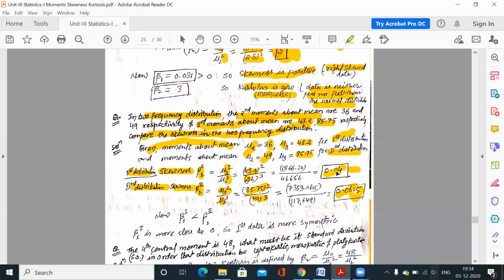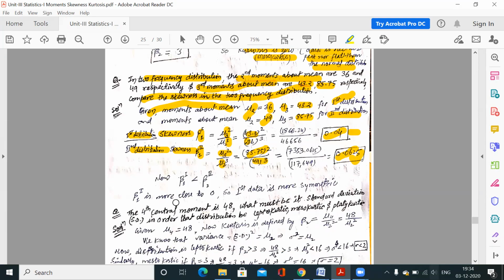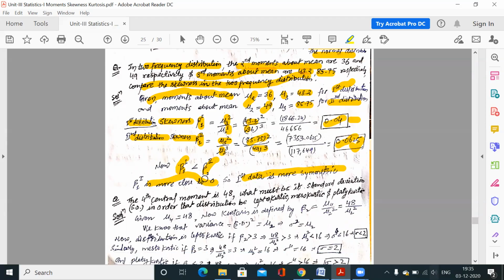But between these two distributions, which is more asymmetric, or more symmetric? The value which is closer to 0 is more symmetric. So we will say the first distribution is more symmetric about the central value. Beta 1 of the first is less than beta 1 of the second, so it is closer to 0, so the first data is more symmetric. Or we will say the second distribution is more asymmetric, because it is far from 0 as compared to the first distribution.